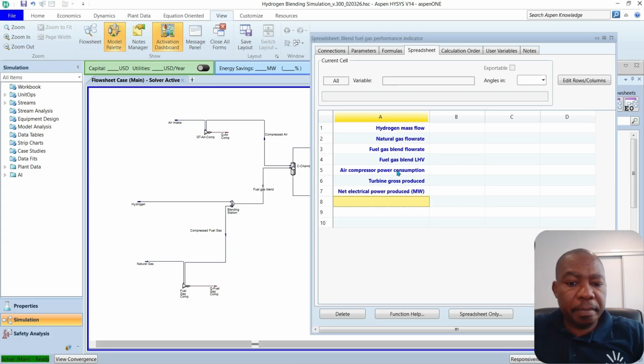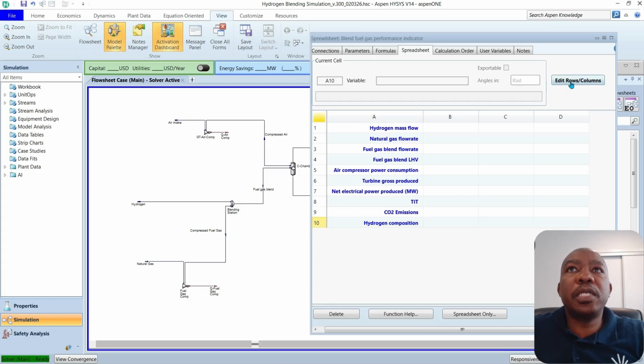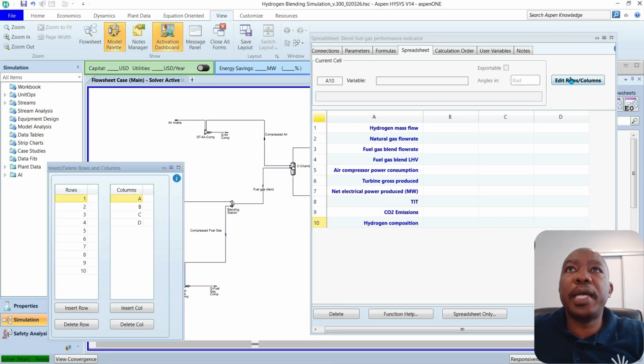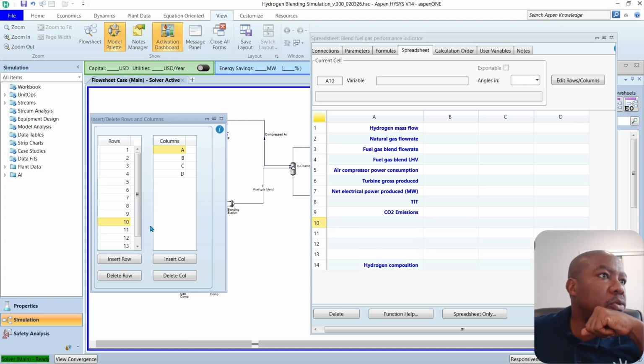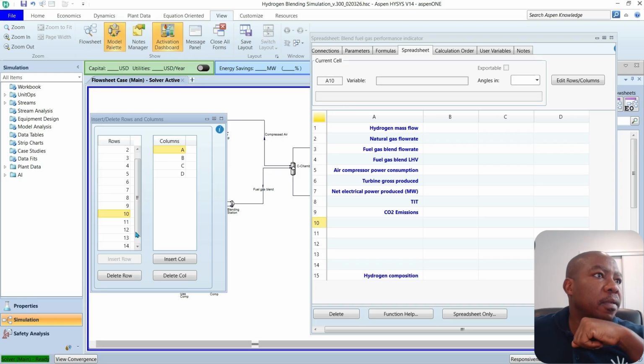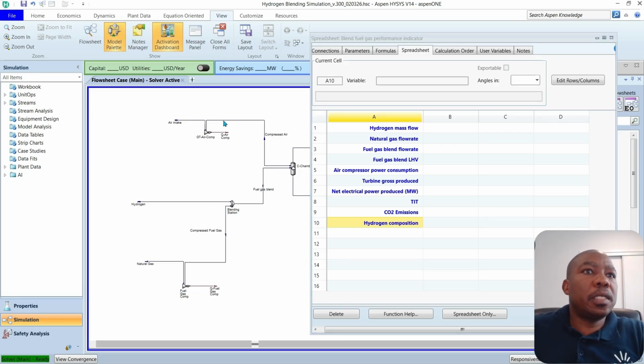And then the other variable we are trying to check would be the turbine inlet temperature. We are going to check the carbon dioxide emissions, CO2 emission. We are also going to check hydrogen composition in the blended fuel gas. We ran out of rows. Let me just insert a few more rows there. Just go to edit row, and then you click on 10. You're going to insert a few rows underneath it. So let's go to what, 15, 16 rows. Hydrogen composition. I can close this one here, don't need it now.